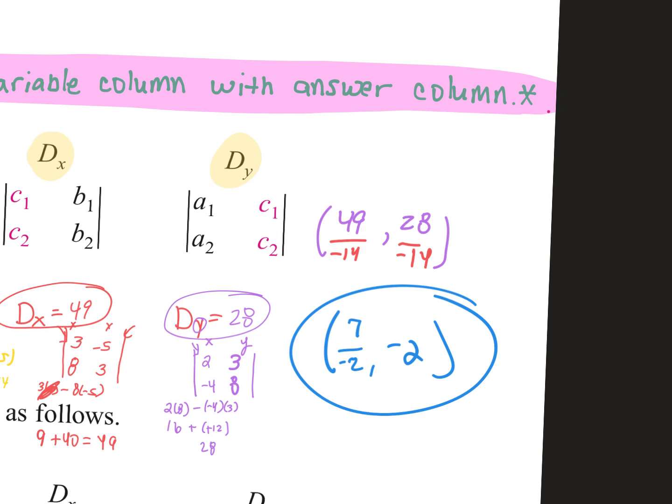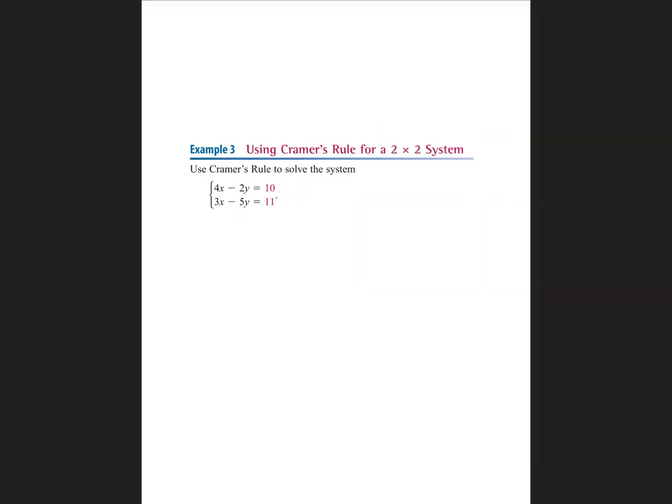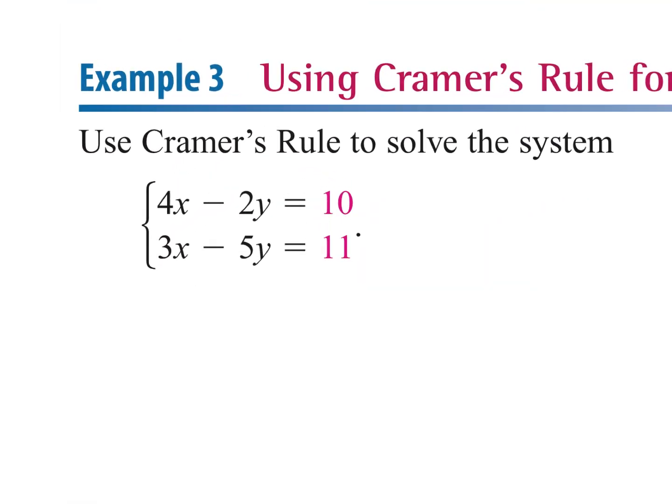Let's do this next example. Okay, this one's not as simple as the last one. If you were going to use elimination, you'd have to multiply the top and the bottom both by numbers. One had to be negative, one had to be positive. So let's do Cramer's rule.